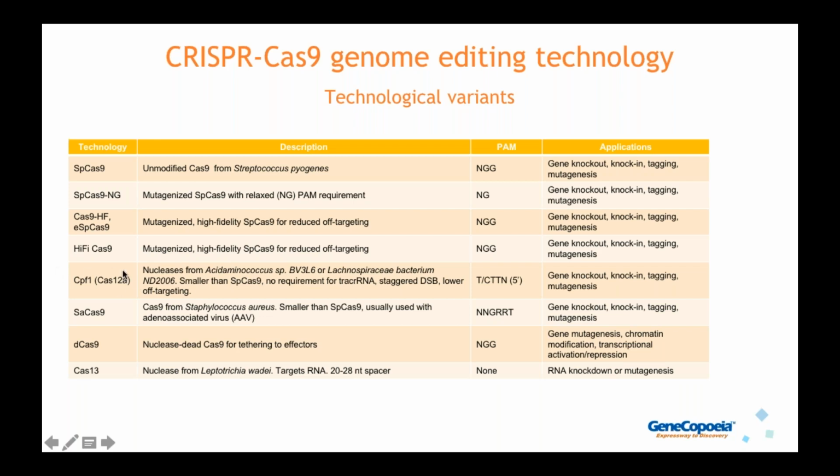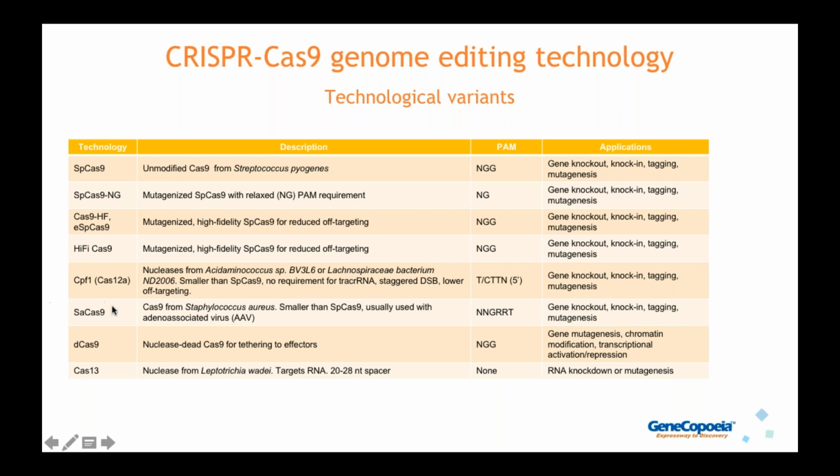In addition, there have been Cas enzymes from other species developed, such as CPF1, also known as Cas12a, which are nucleases from one of two different bacterium. And this has a completely different PAM requirement. And this can be used for most gene editing applications like gene knockout, knock-in, tagging, and mutagenesis.